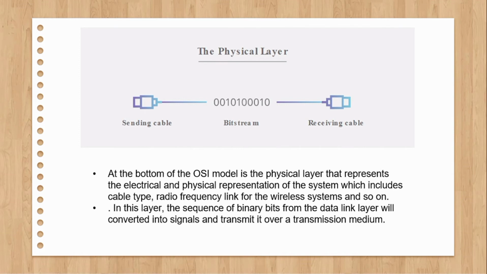At the bottom of the OSI model is the physical layer that represents the electrical and physical representation of the system. In this layer, the sequence of binary bits from the data link layer will be converted into signals and transmitted over a transmission medium. For example, copper cable if the signal is an electrical signal, or air in the case of a radio signal. The signal is generated based on the type of transmission medium used to connect the lecturer's computer and the ULEarn system server. In this case, since it is wireless, the signal is a radio signal.